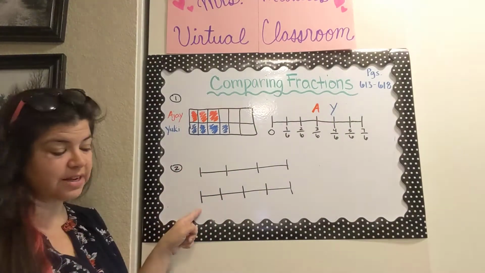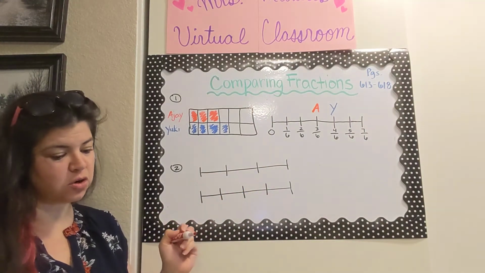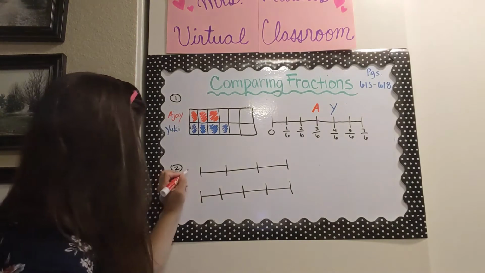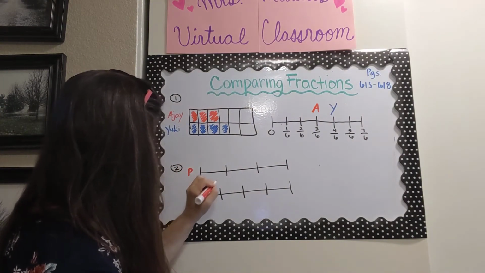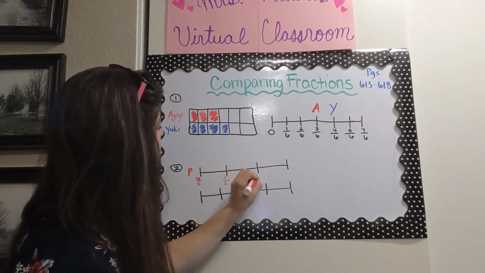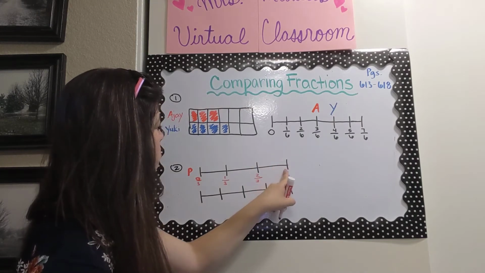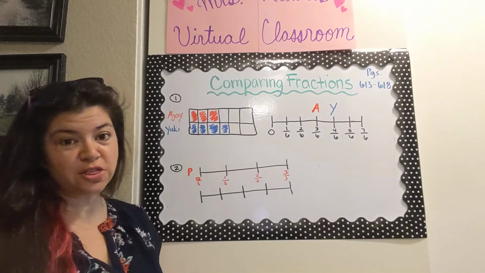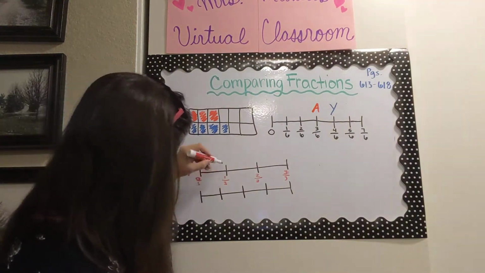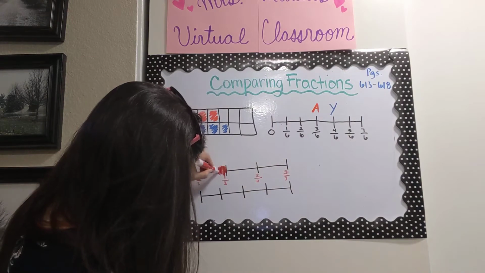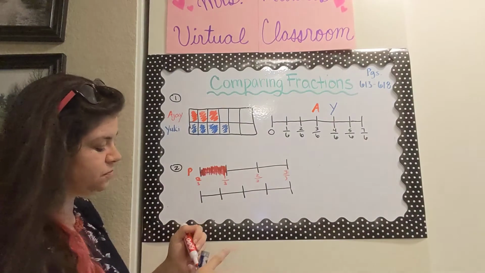So I drew 2 number lines here. The first one is broken into 3 pieces. So I'm going to use my red to label Peter. 0 thirds, 1/3, 2/3, 3/3. And we know that Peter read 1/3. So we're going to color in all the way from the 0 to the 1.